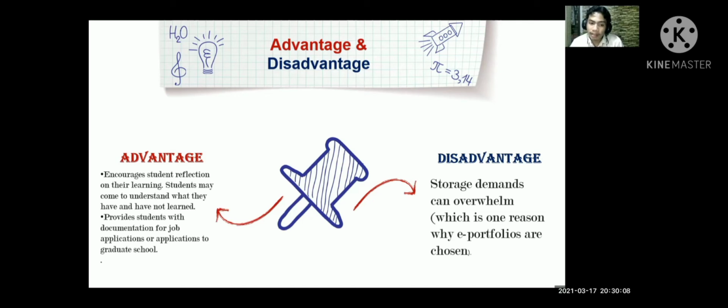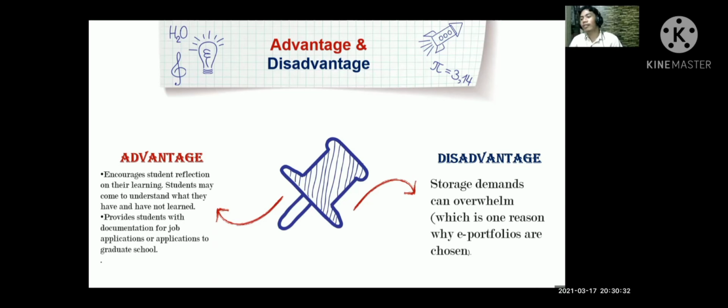So, the next advantage, one of the important advantages of this portfolio, is student documentation for job. Pag mag-apply ka ng college, mag-apply ka ng trabaho, nakita mo sa portfolio mo, nandun pa rin yung mga activities mo. And that would be helpful for you, di ba? Kasi andun yung mga document mo pagka-graduate mo ng school.